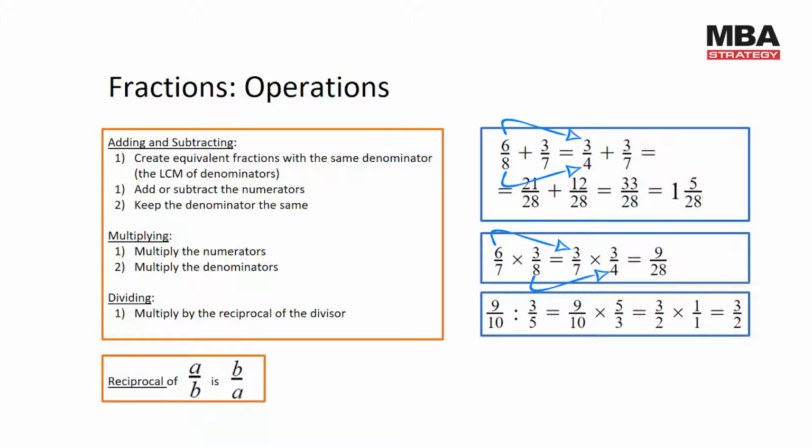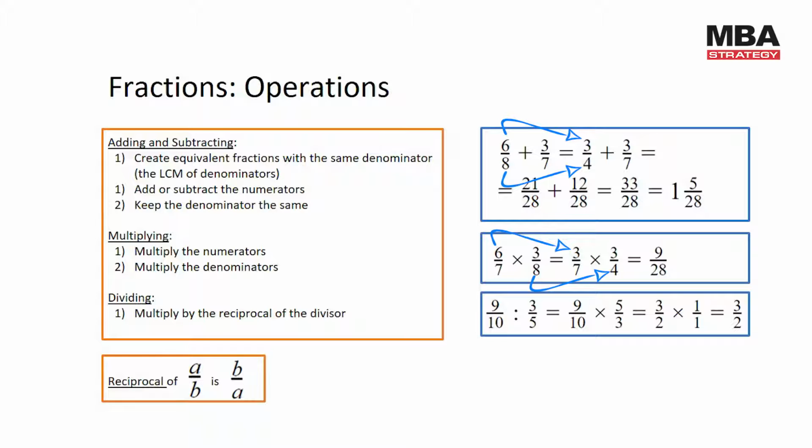And the last thing about a fraction is how to divide them. To divide them, you basically need just to multiply by the reciprocal of the divisor. A reciprocal is the flipped over version of a fraction. For example, if your fraction was a over b, reciprocal will be just b over a. So to divide, you just need to flip the second number and multiply. Here we have an example, 9 over 10 divided by 3 over 5.